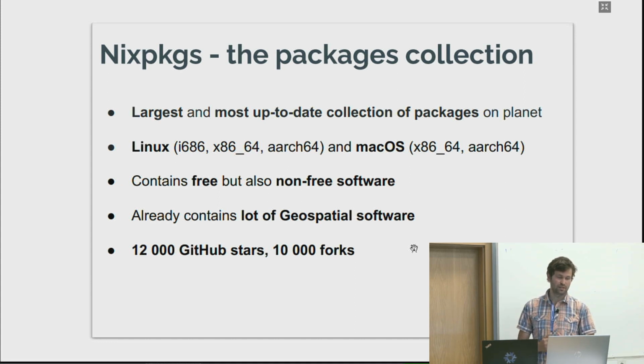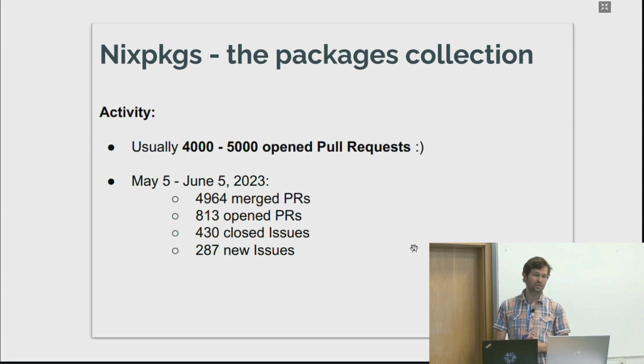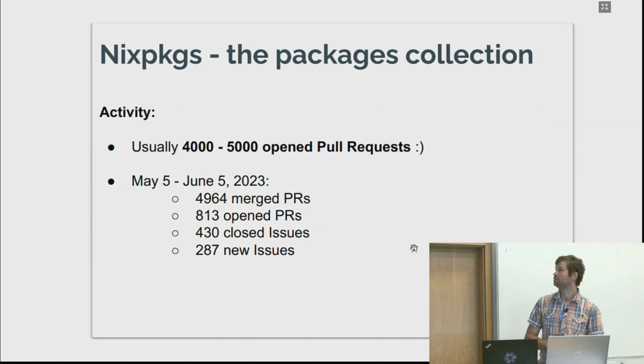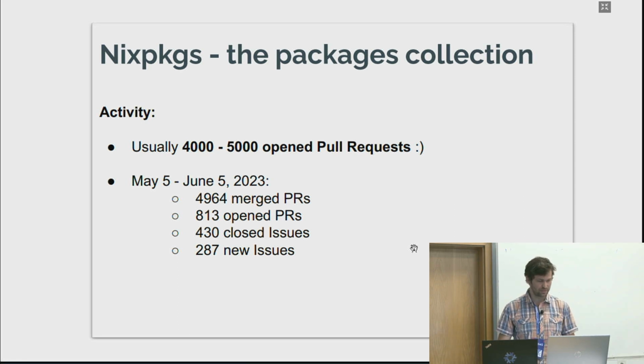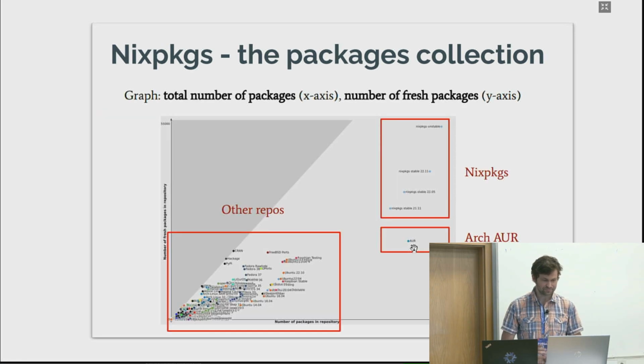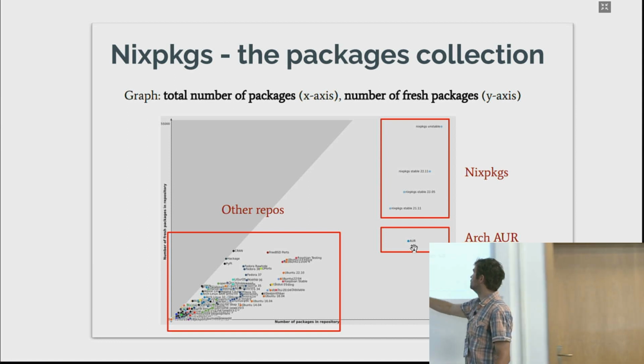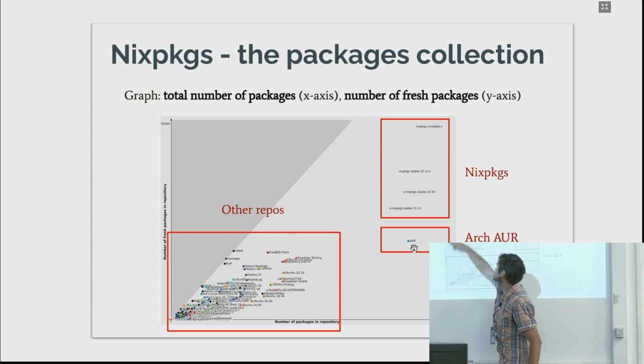We have 12,000 GitHub stars, 10,000 forks. Usually we have around 5,000 open PRs. In 1 month, we can merge 5,000 of them, and open around 1,000 more easily. So this is the graph showing the amount of packages and their freshness. This is the amount of packages, this is the freshness of those packages.